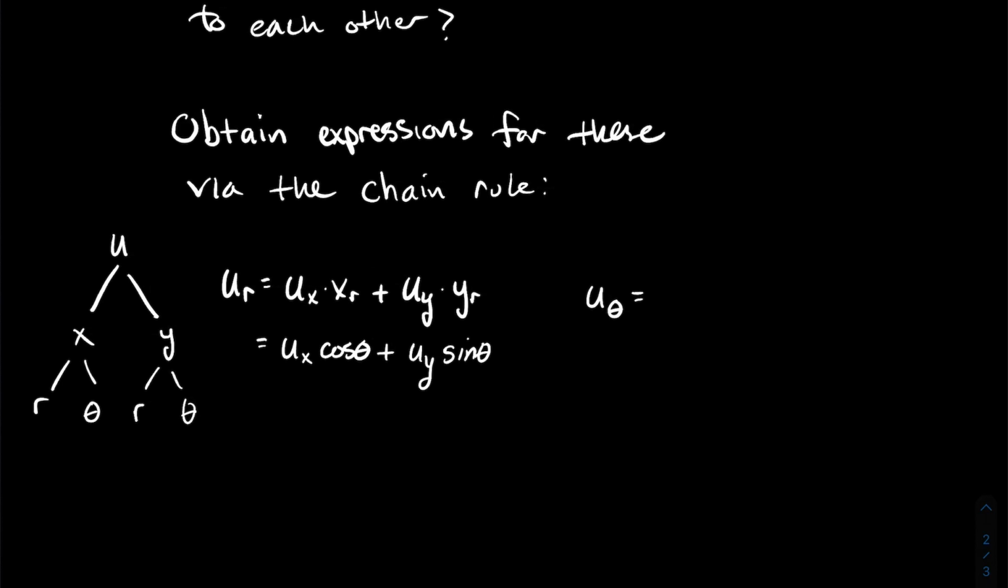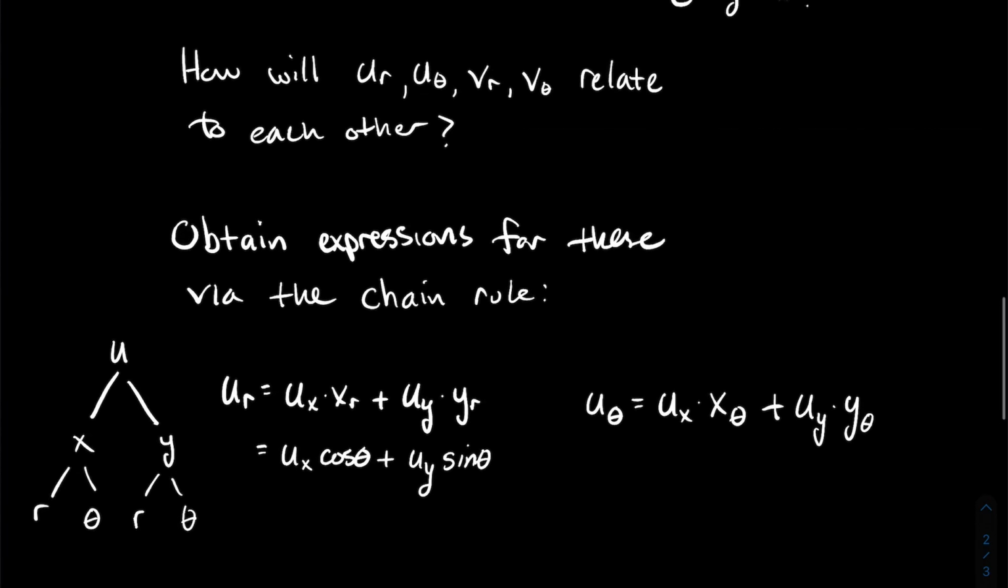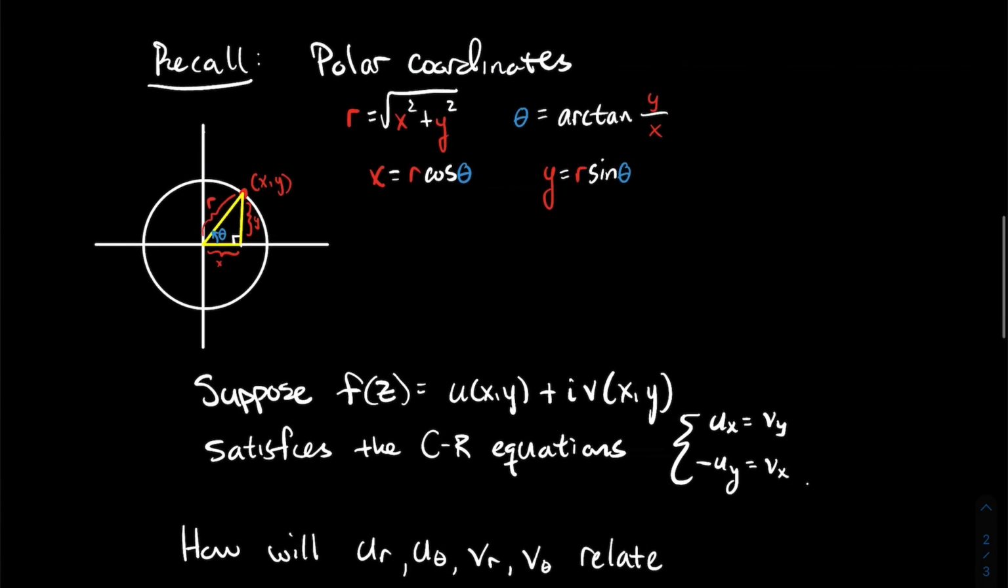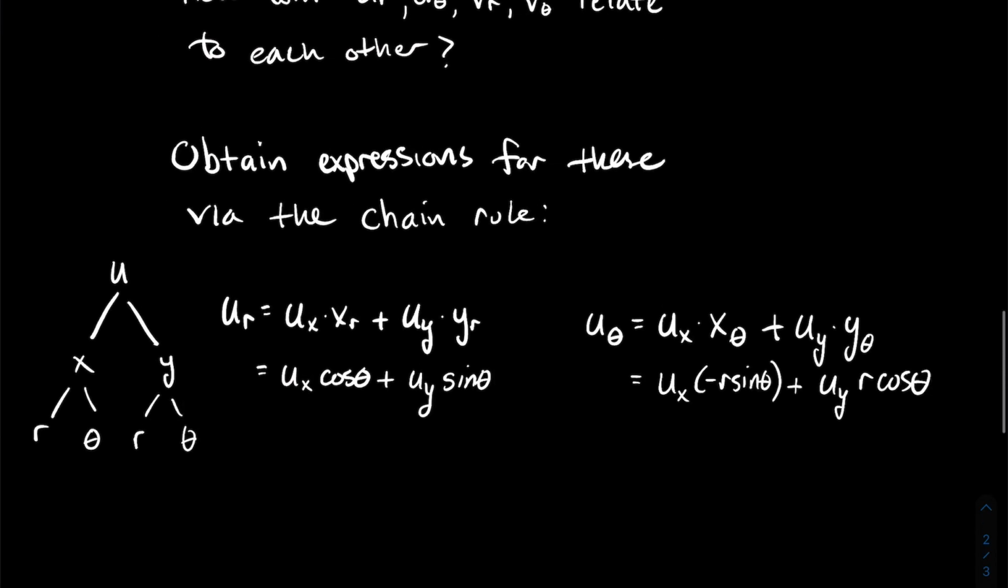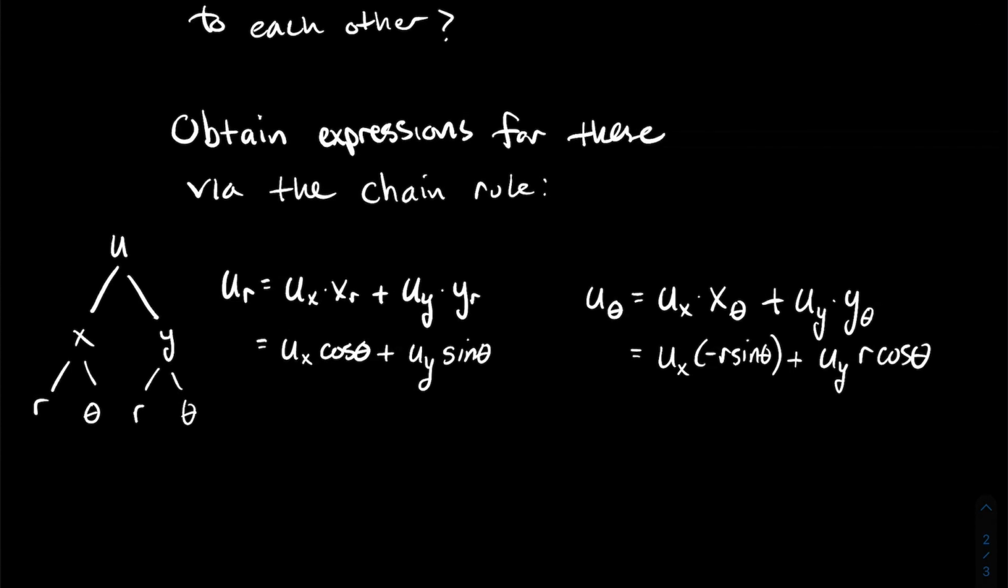We just want to go from u down to theta with our tree, so in a similar manner you could get partial ux times partial x theta plus partial uy times partial y theta. Same thing, you've got formulas for x and y up here, just in case you forgot, and you can take those derivatives with respect to theta. So partial x theta looks like minus r sine of theta, and partial y theta looks like r cosine of theta.